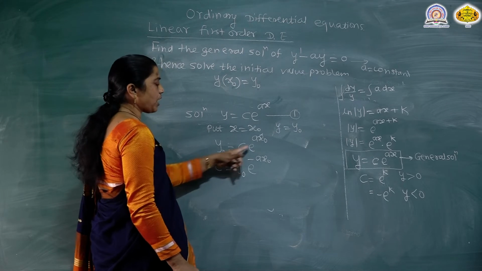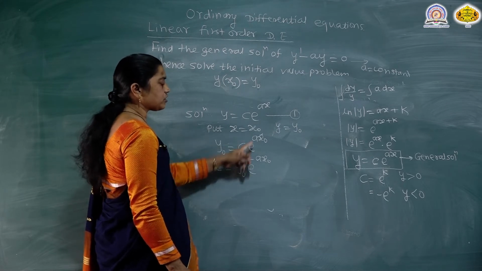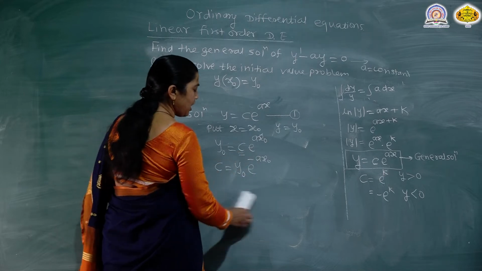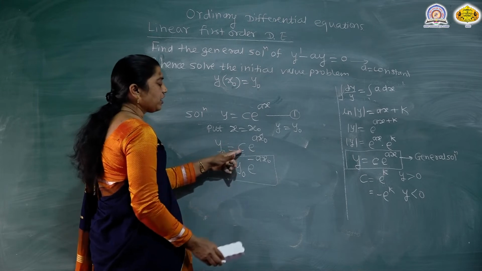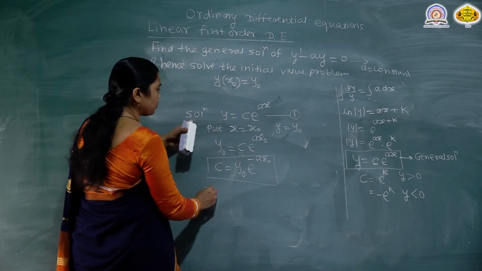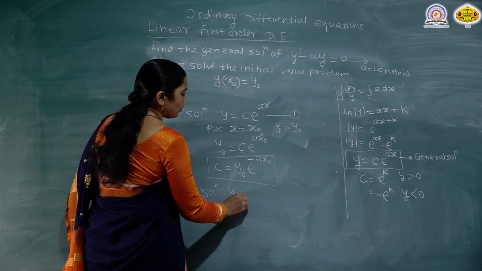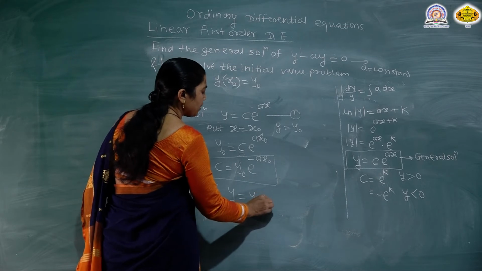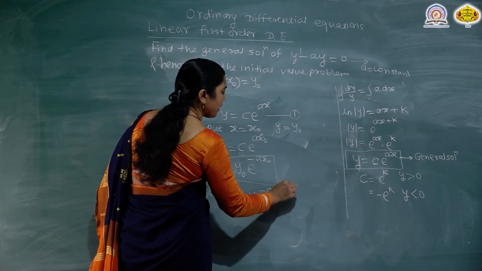We divide by e raised to ax0. So, on this side, this e raised to ax0 becomes e raised to minus ax0. So, this is the value of c. So, we find the value of arbitrary constant c and put that value in equation 1. So, the solution becomes y is equal to y0 e raised to minus ax0 into e raised to ax.